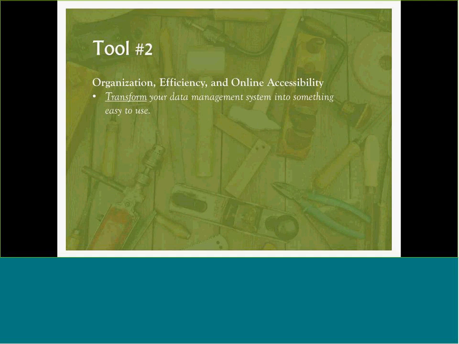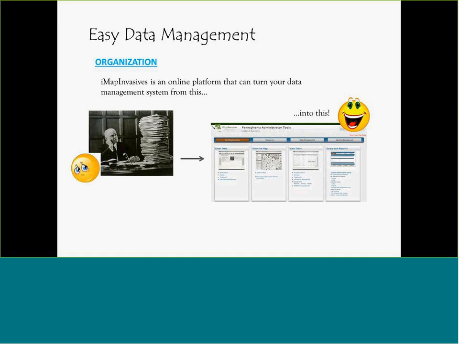So the second tool that's available in iMap is just the basic ability to organize and be efficient with your management and having that ability to track information just by going online. Essentially, iMapInvasives can be looked at as a way to transform your data management system into something that is very easy to use. So it's kind of a nice little visual to help you understand.